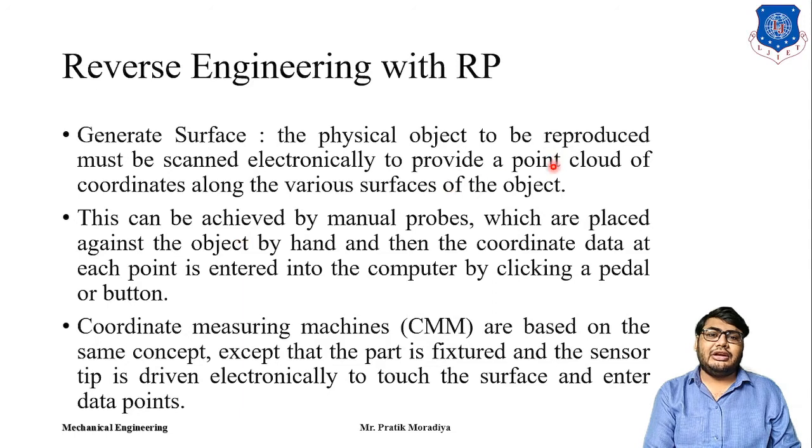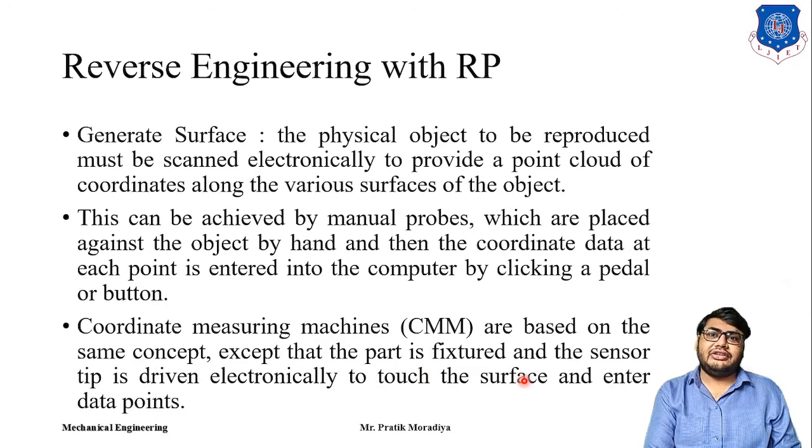Now, how will this point cloud be gathered? We can use many techniques such as manual probes, which are placed against the object by hand, and we can plot that point in the software in a 3D space with the help of some computer technology. And if you do not want to do this manual process, there are CMMs, that is coordinate measuring machines, which basically follow the same process, but CMMs are automatic, and they gather the points on the surface with the help of sensors and electronic data. So this is what the point cloud is.